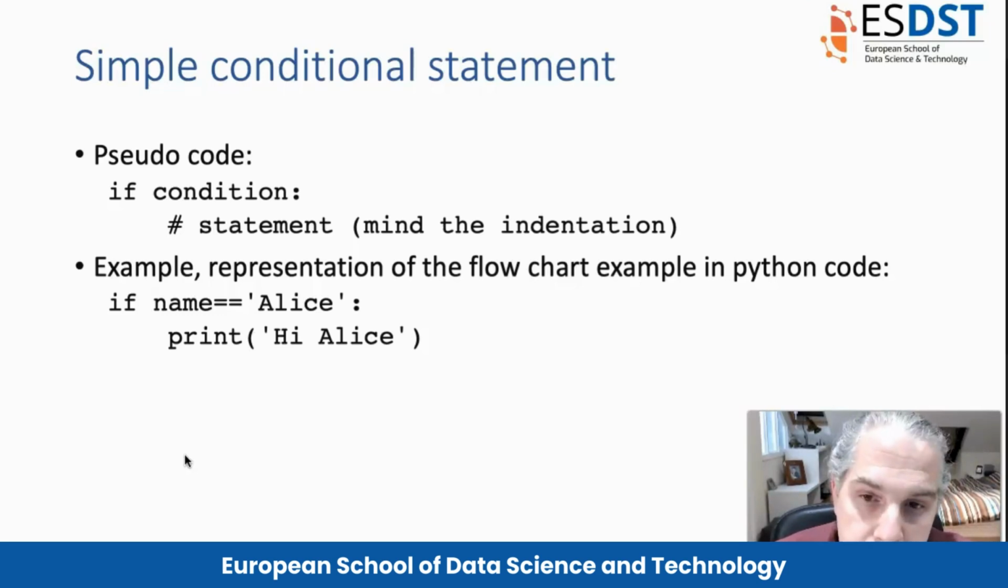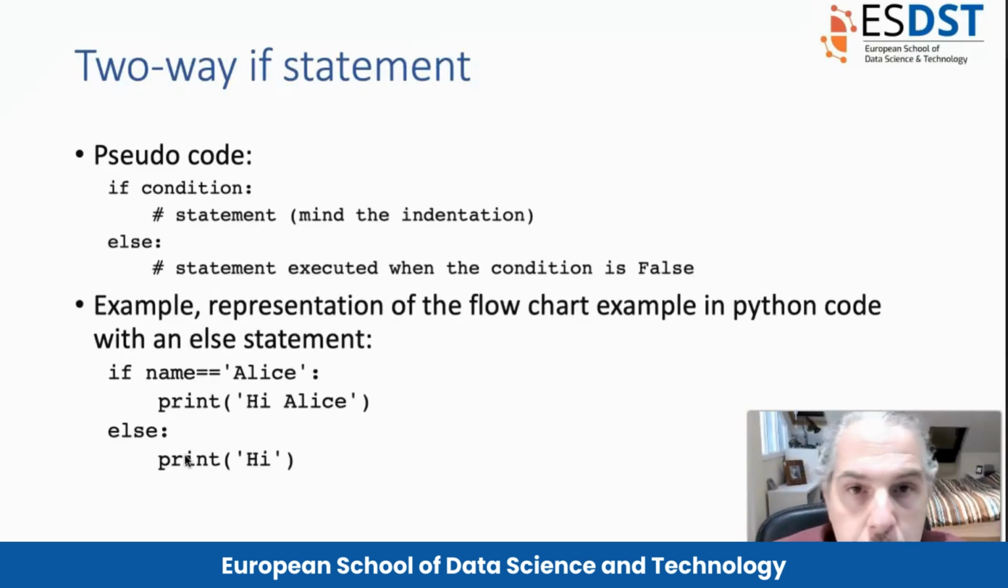So if I take my previous example, which I had represented in the flowchart, and convert it into Python code, I would say if name equal Alice, colon, print hi Alice. You notice here I don't use anything else, because in my previous flowchart, the result of the name not being equal to Alice would be to exit the program.